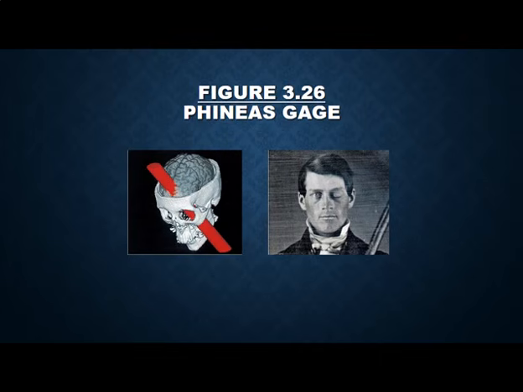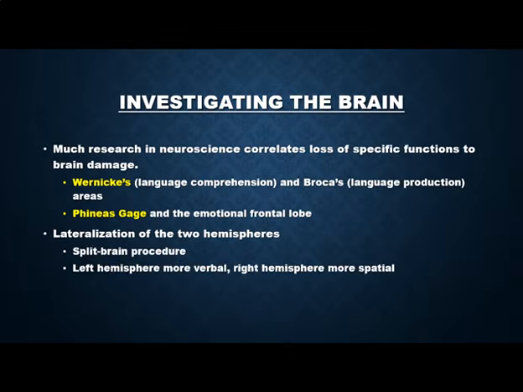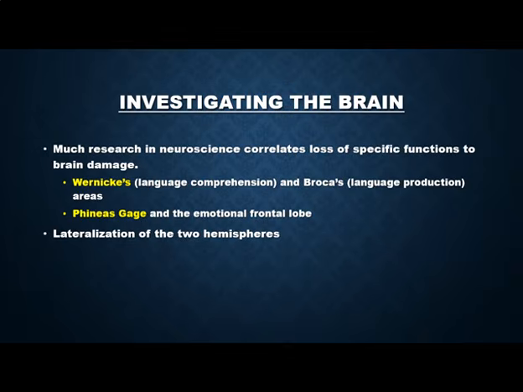He lived, which is pretty remarkable considering this is the late 19th century, but it dramatically altered his personality. And so what we saw with Phineas Gage is that by disconnecting the frontal lobe from the amygdala, he was no longer able to control his emotions and completely lost all of his rationality.